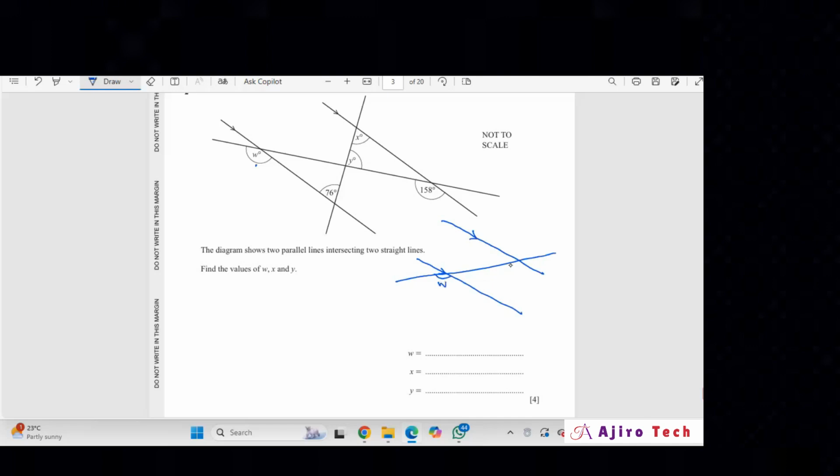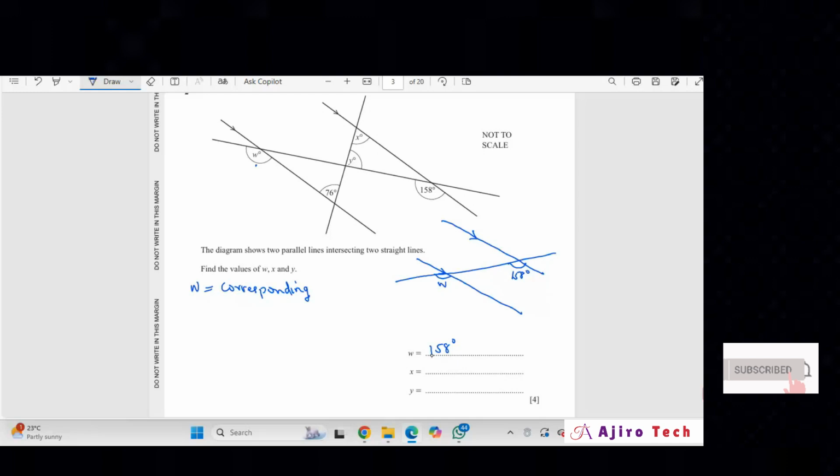If you watch very well, it is touching the other parallel line, which is this. If you look at it critically, from the knowledge of parallel lines that we have discussed, we know that W here is corresponding with this. So W is equal to the corresponding angle, and since it's corresponding, it's corresponding with this one here. So W is equal to what? 158 degrees. It is as simple as that. That is why I'm putting that there.